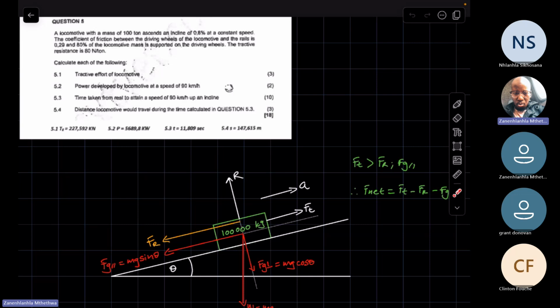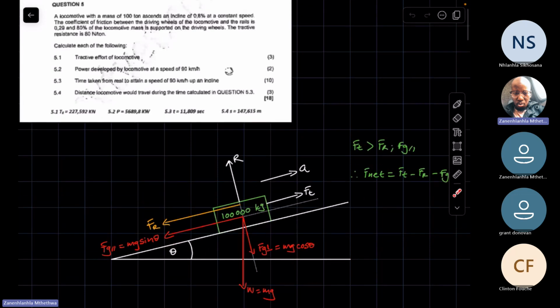The coefficient of friction between the driving wheels of the locomotive and the rails is 0.29, and 80% of the locomotive mass is supported on the driving wheels. The tractive resistance is 80 newtons per ton, right? Now, drawing the free body diagram, you essentially have the locomotive being this object. The locomotive is 100 tons, which converted to kilograms is essentially 100,000 kilograms.